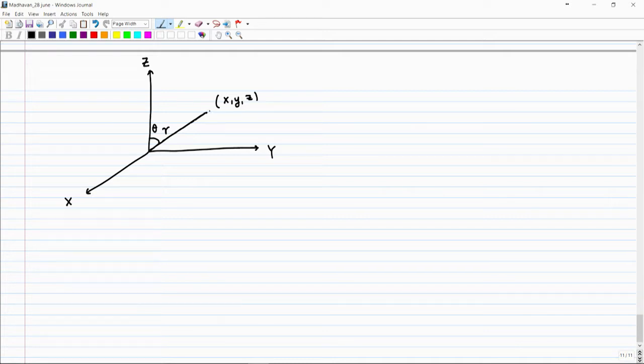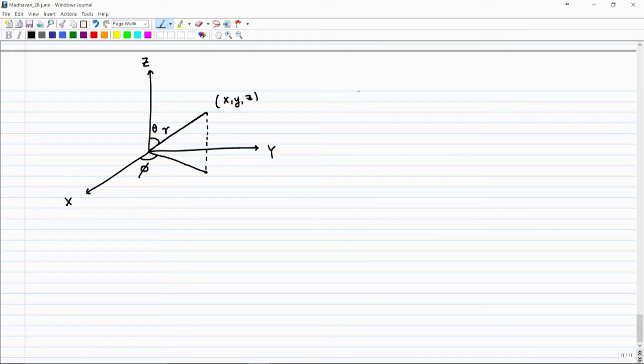So, now you need one more variable to describe it, and that variable is chosen in the following way. You project this vector onto the x y plane. So, you see where it falls on the x y plane, and now you look at the angle that it makes with the x axis. This angle is called phi. So, what we did is we went from x y z to r theta phi.